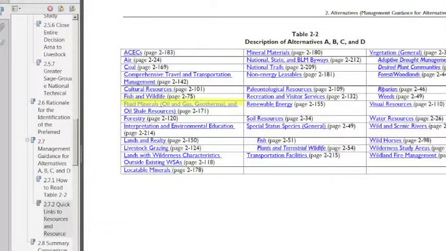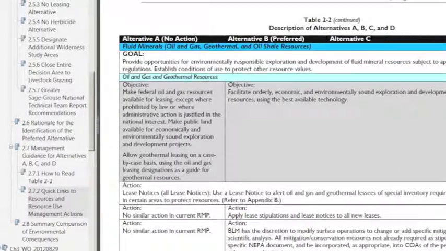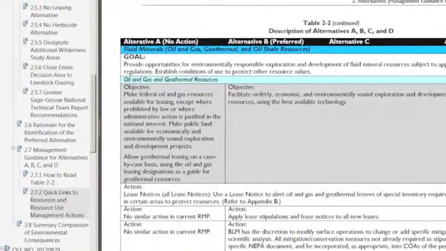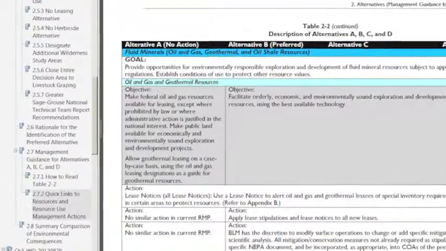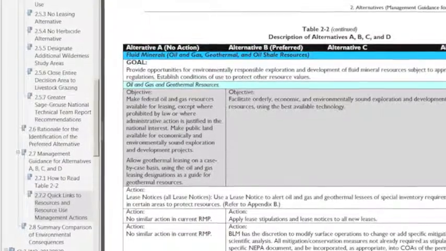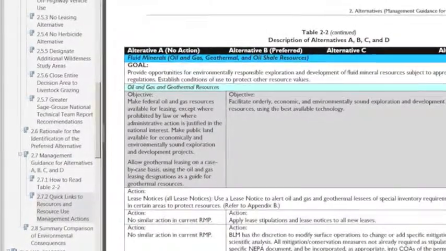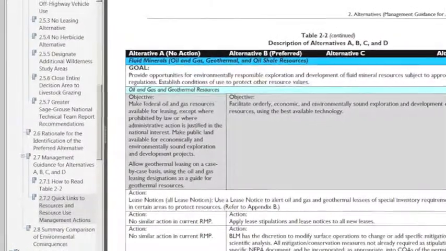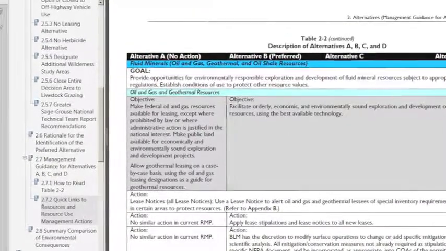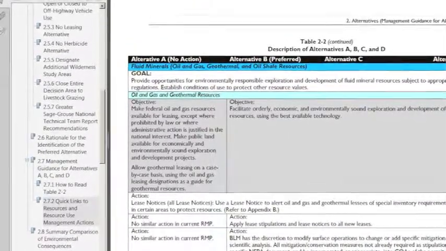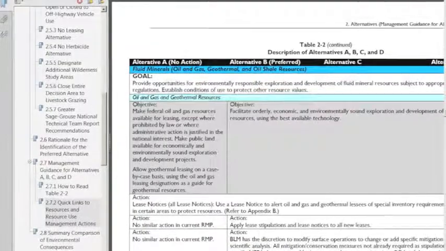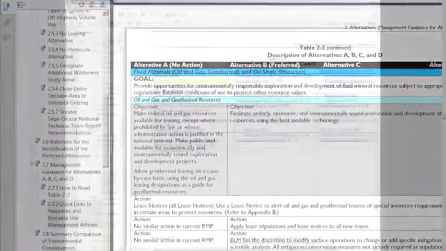This will direct you to the fluid minerals portion of the alternatives in Table 2-2. This section describes which areas of the field office would be managed as open and closed to fluid mineral exploration and development, including oil, gas, geothermal, and oil shale resources under each alternative. This section also generally describes stipulations that would apply to new fluid mineral leases under each alternative.